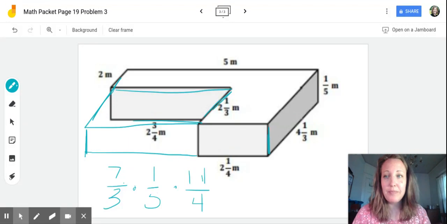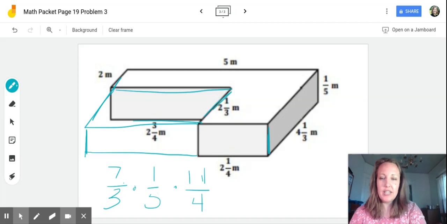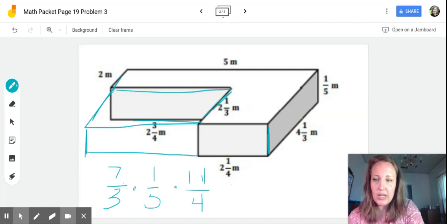Hey, we're back with Math Packet page 19, problem 3. All right, so we are multiplying fractions, and you're going to notice down here, there are no common factors: 7, 5, 7, 4, 11, 5, 11, 3. We can't simplify it before we multiply, so we just have to multiply straight across.